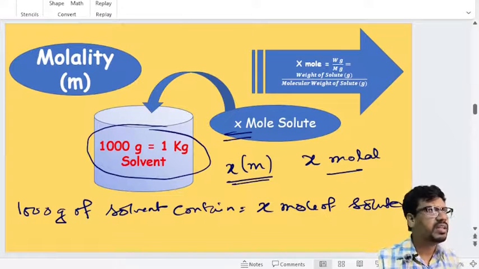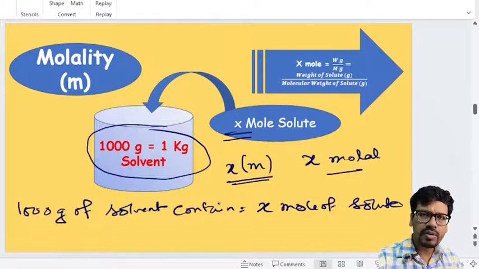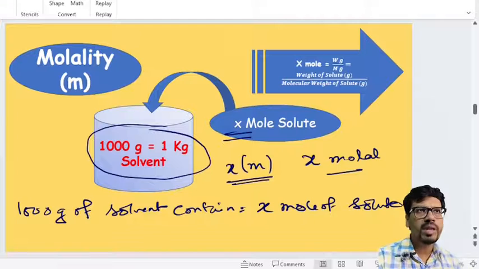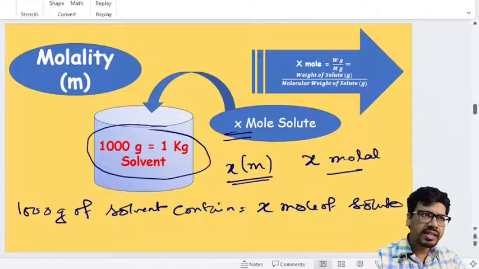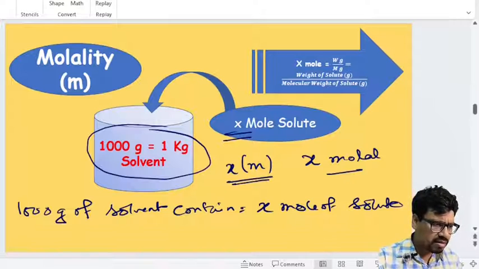This is called the molality. Molality is used in various types of topic. In case of Raoult's law, elevation of boiling point, depression of freezing point, at that place you can use the molality terms.